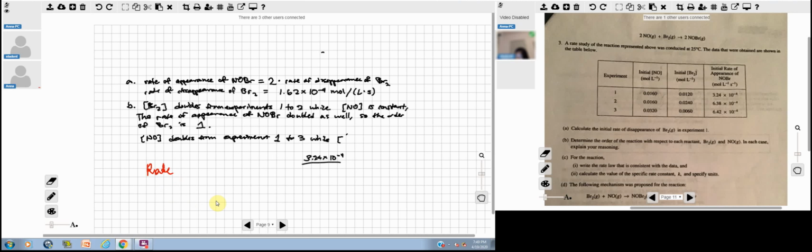You should really write the general expression that I did, but no, it's NO to the X. BR2 is 1. Yeah.